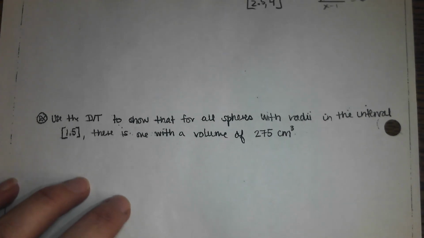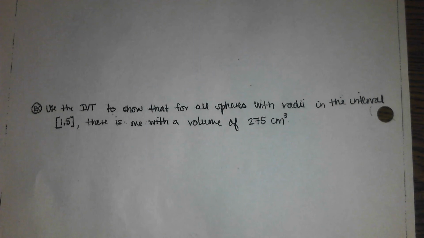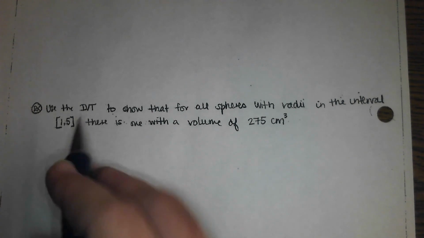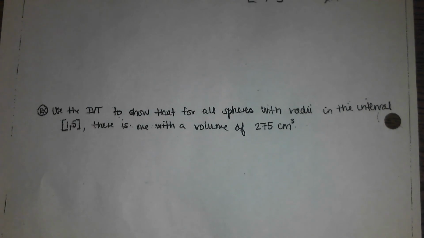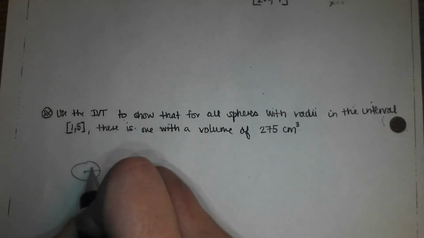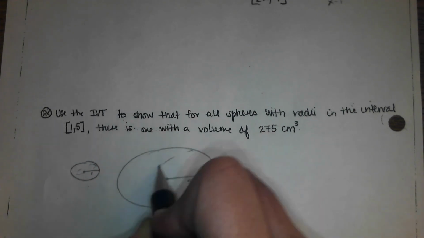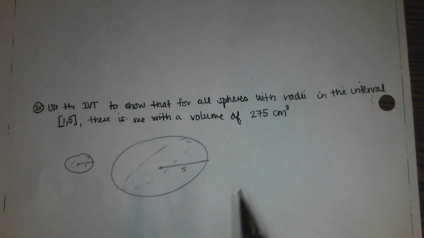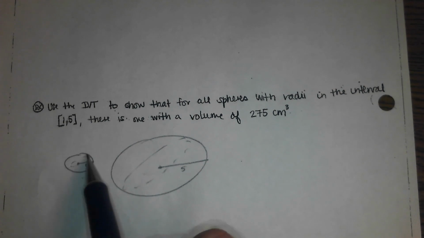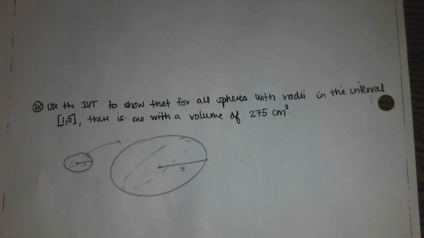And on the last one, show that for all spheres with radii in this interval 1 to 5, so any sphere that has a radius of 1 all the way up to any sphere that has a radius of 5, I don't know how you guys want to draw your spheres. Just give it a 3D look. Any sphere in between those sizes, one of them will have to have a volume of 275.